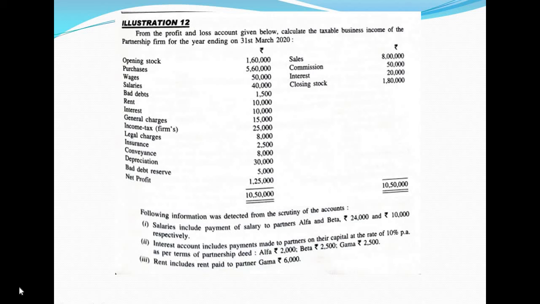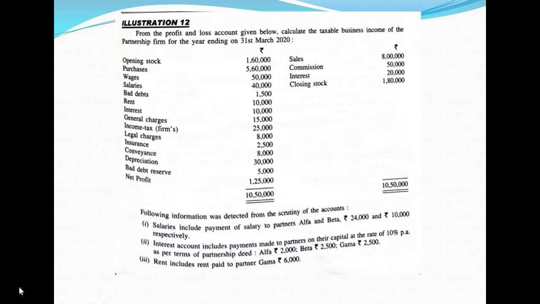Hello everyone, this will be the third problem for the chapter Profits and Gains of Business or Profession. Now this is a profit and loss account of a partnership firm. Then there are also several adjustments under this problem. Now we know that if you have to compute the business income, first of all you have to take the net profit. So here the net profit is 1,25,000.